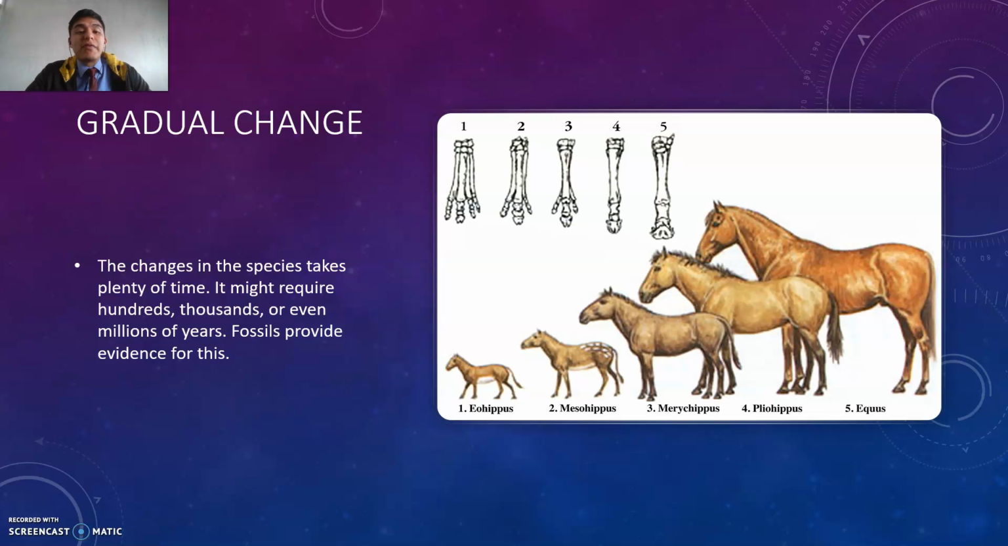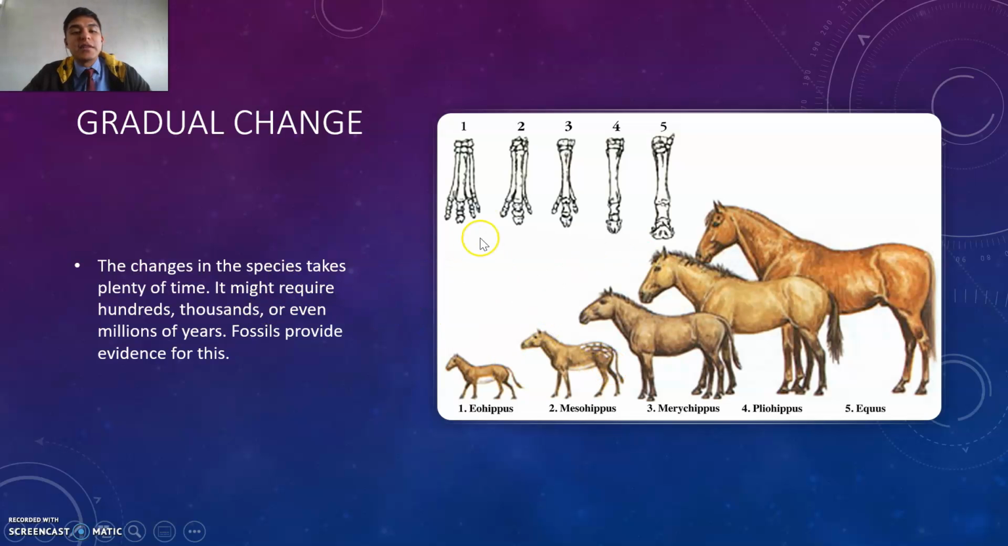And here you have an example of gradual change. The changes in the species take plenty of time. It might require hundreds, thousands, or even millions of years. Fossils provide evidence for this. And here you have one of the examples that you find in the book about the way horses were generated. So we have in number one a very small kind of horse. Little by little, they started to grow bigger and bigger.